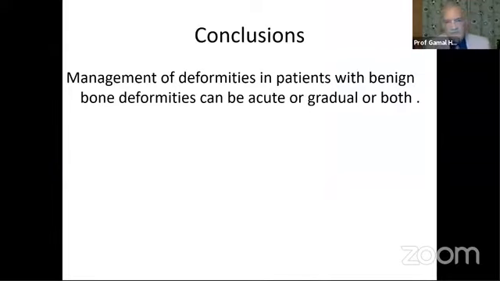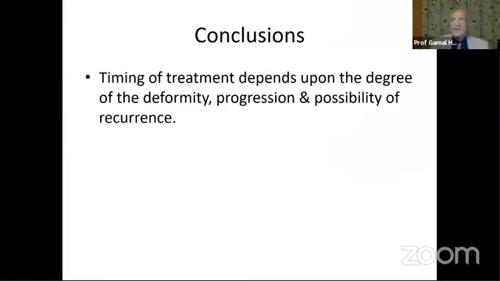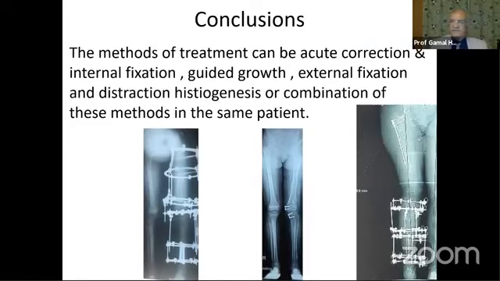In conclusion, management of deformities in patients with benign bone deformities can be acute, gradual, or both. Timing of treatment depends upon the degree of the deformity progression and the possibility of recurrence. The methods of treatment can be acute correction, internal fixation, guided growth, external fixation, distraction histogenesis, or any combination. You see the combinations. You can use 8-plate, external fixation at the same time. You can use internal fixation, acute treatment, external fixation, gradual treatment, all at the same time in the same patients.